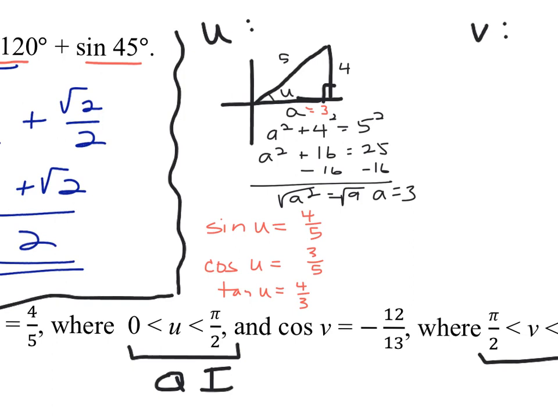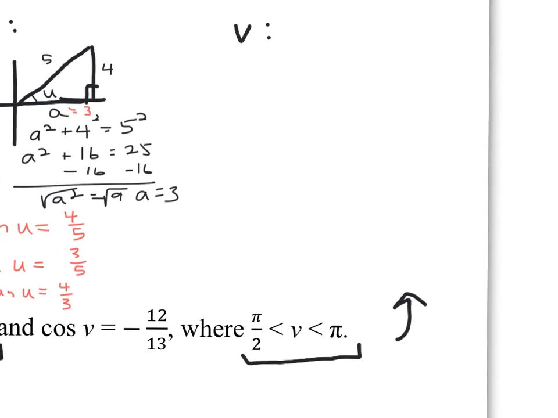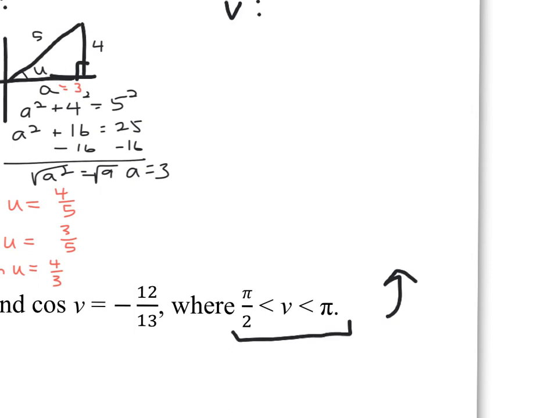Now, over to the right, we're going to do the same thing for triangle V, or angle V. It says angle V is between pi over 2 and pi, and that would indicate that's in quadrant 2. Oh, I want that in black, though. I want that to match. Okay, so that would be in quadrant 2, and that's going to affect some of our trig definitions.